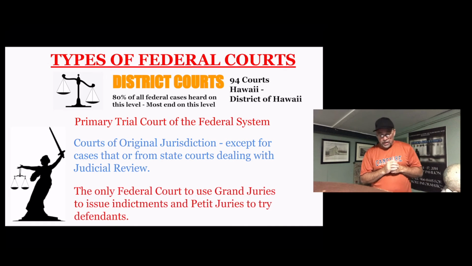And then next, the only federal court to use grand juries. Remember, we talked about grand juries meeting together, and they determine if there's enough evidence to actually arraign someone or bring charges against someone, all right? They also have petite juries, which are the 6 to 12 people that go into criminal or civil cases, and they're actually a trial by your peers, okay? So this is the only court in the federal system that actually does this.